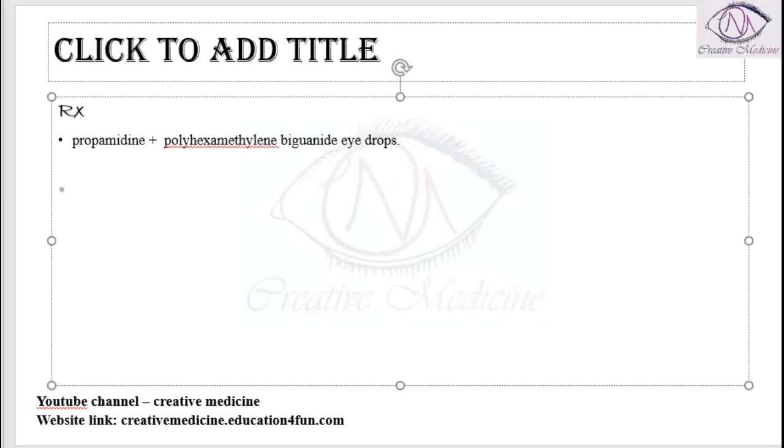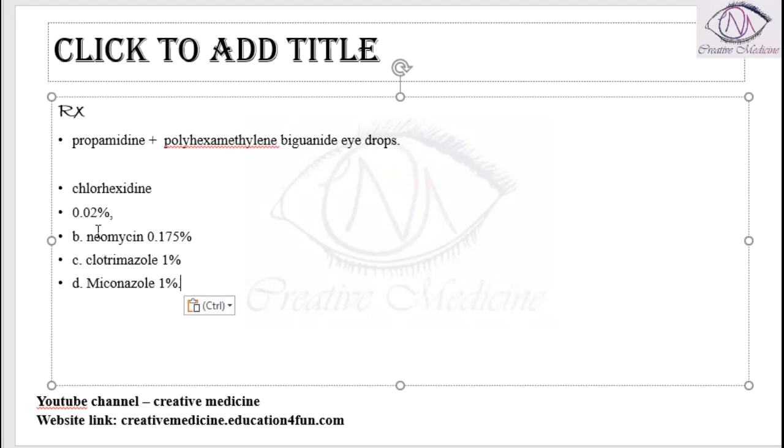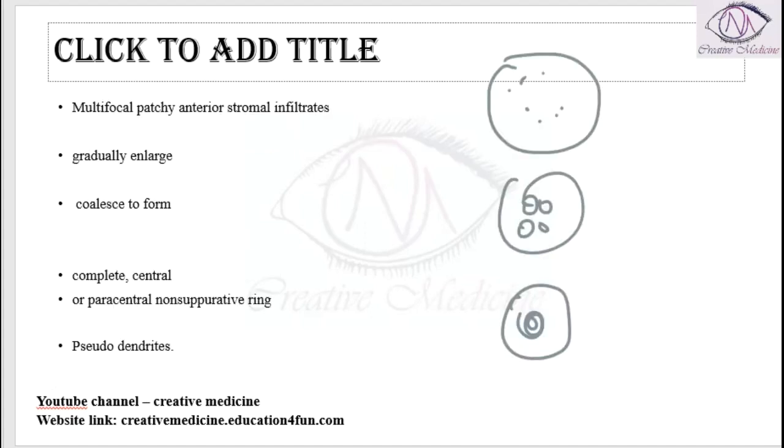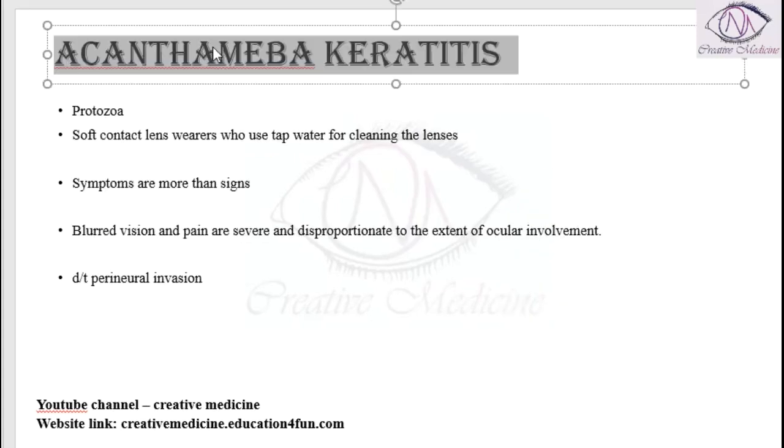Other agents which can be used are chlorhexidine 0.2%, neomycin 0.175%, clotrimazole 1%, and miconazole 1% for Acanthamoeba keratitis.